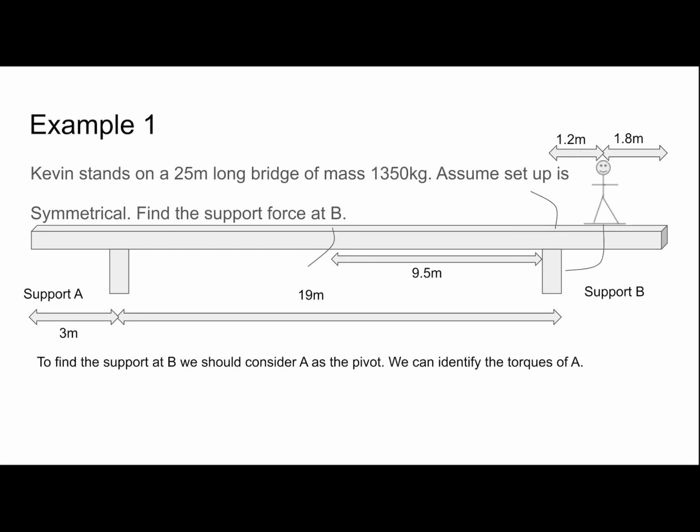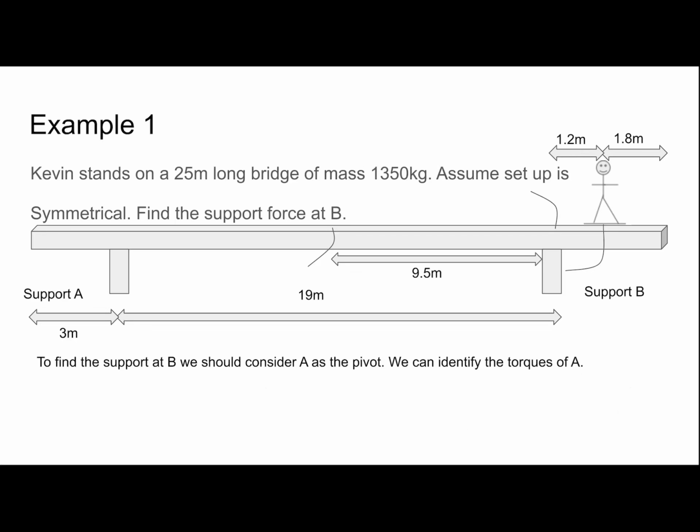Alright, so now you can see where we're coming at here. Now support A is the pivot point. We have our 2 clockwise torques, and that is balanced by our 1 anti-clockwise torque, which is our support B. Okay, so we know our numeric values. We can calculate the numeric values for the torque of Kevin and the torque of the bar. These 2 torques add together to give us our clockwise torque, and we can equate that. So we can say that torque is exactly equal to the torque of the support B.